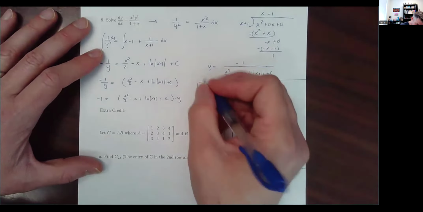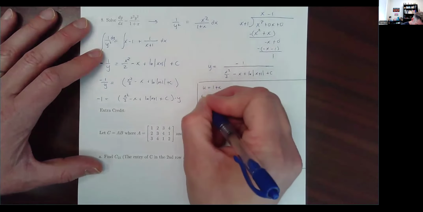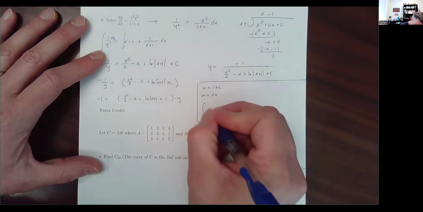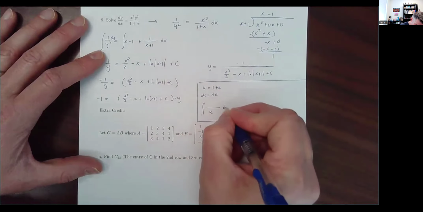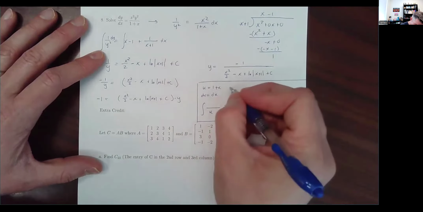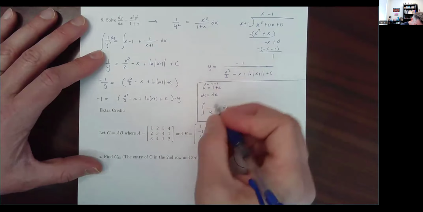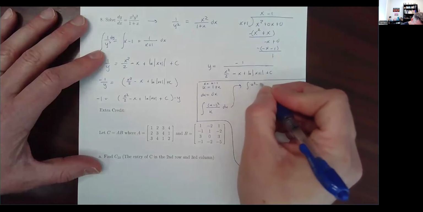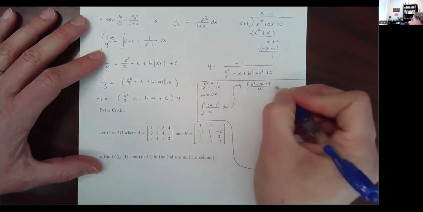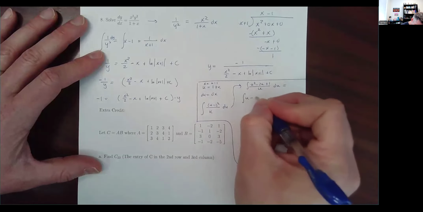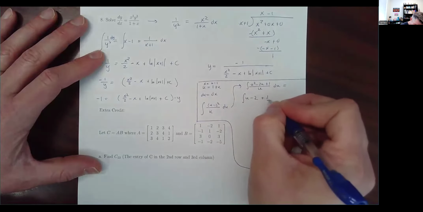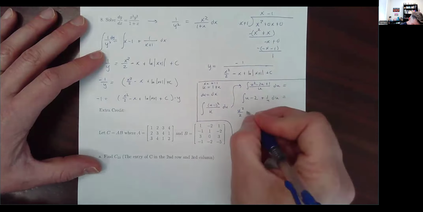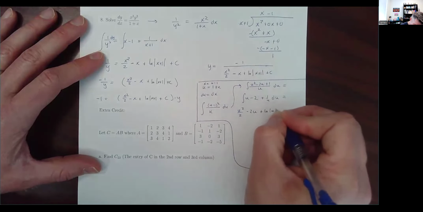What he does is he says, cool, I'm going to let u equal 1 plus x, du is dx, and then my integral of x squared over 1 plus x becomes the integral of something over u, du. x is u minus 1, so x squared is u minus 1 squared. If you multiply that out, you get the integral of u squared minus 2u plus 1 all over u. If you divide, you get the integral of u minus 2 plus 1 over u. You integrate that, you get u squared over 2 minus 2u plus natural log of the absolute value of u plus c.